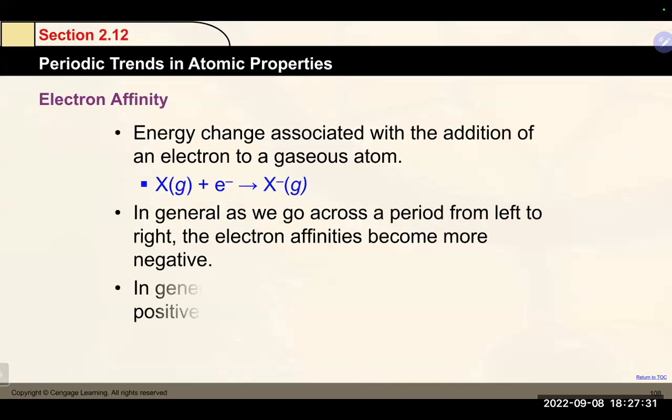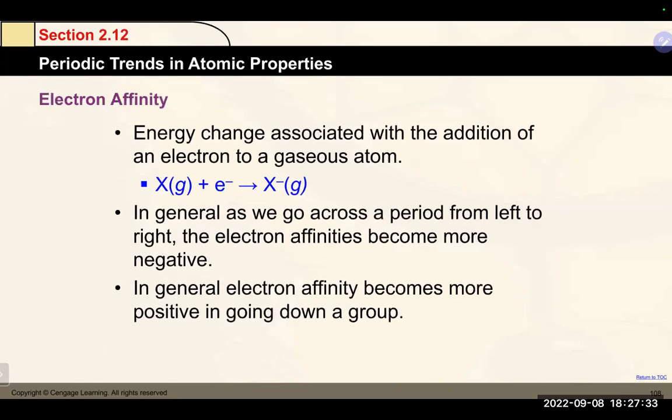The next periodic trend is electron affinity. Electron affinity is the energy change that occurs when an atom gains an electron. When an atom gains an electron, it becomes negatively charged. So we think about electron affinity with the formation of anions, which are negatively charged. We see that reflected in this equation: some element gains an electron and ends up with a negative charge.